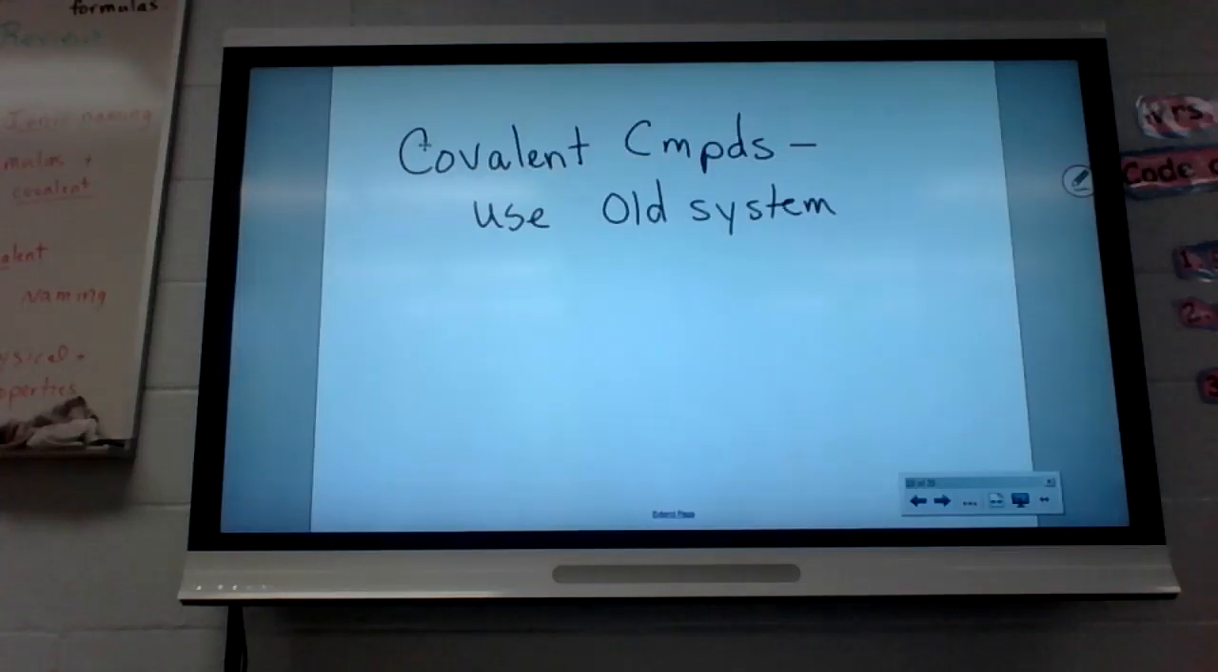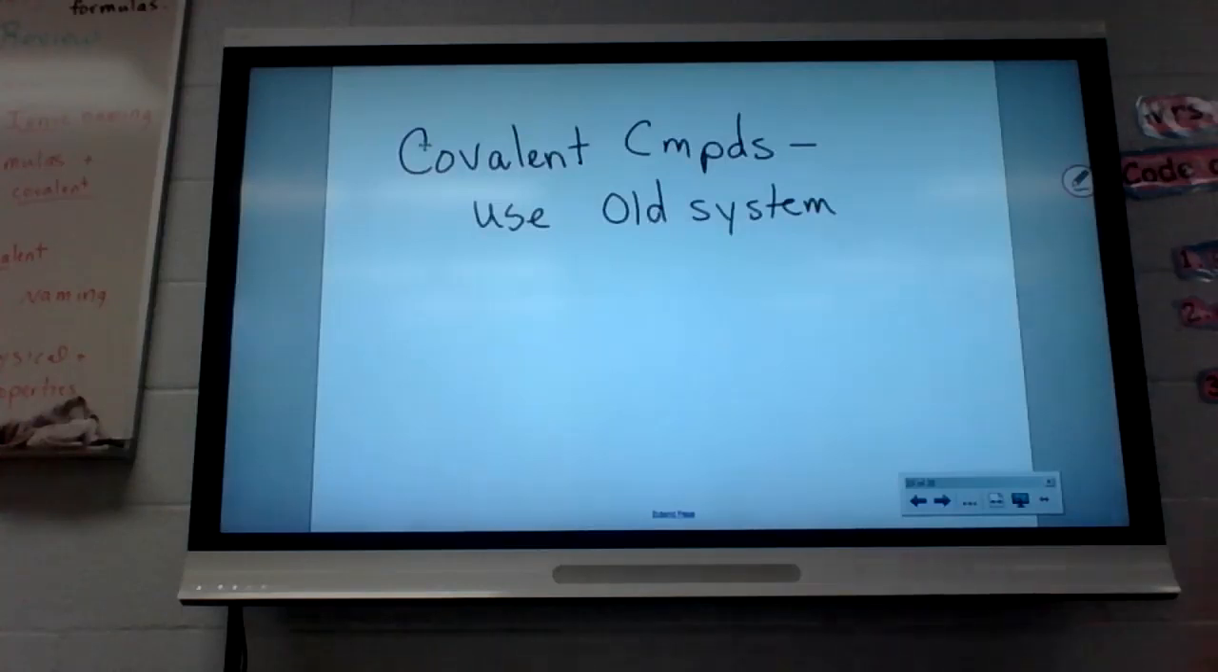So, the only way to differentiate between ionic and covalent compounds is to use the old system. Now, because you have to learn how to name using the old system, we all have to be able to tell the difference between an ionic and a covalent compound. So, how did we do that the other day? Covalent is 2 non-metals.